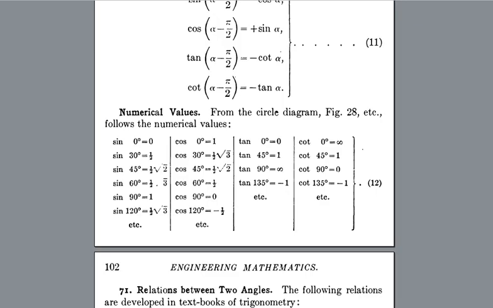Additional numerical values follow similarly for other angles, such as 120 degrees and beyond. These values repeat periodically based on the trigonometric functions.